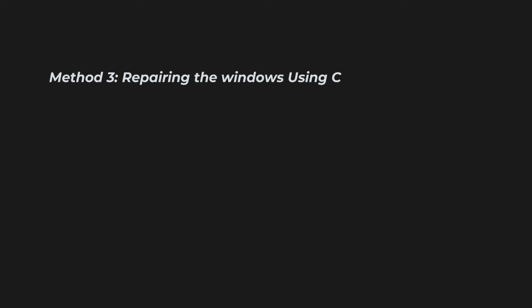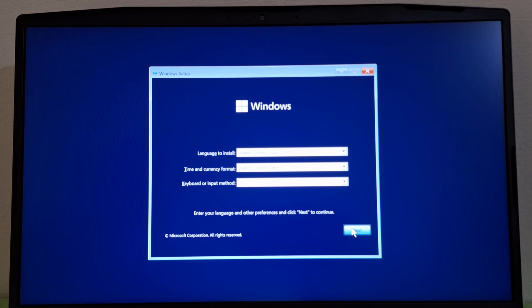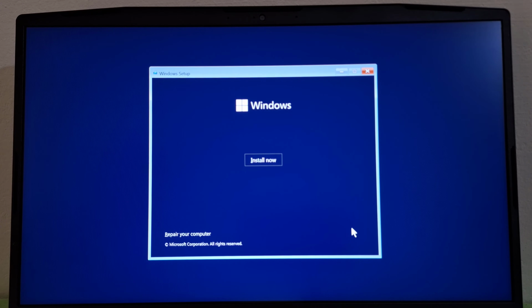Method 3. Repairing Windows using Command Prompt. First, boot from the Windows 11 install USB drive. You'll see the Install Now screen, but you don't want to reinstall Windows. Instead, click Repair Your Computer in the bottom left.